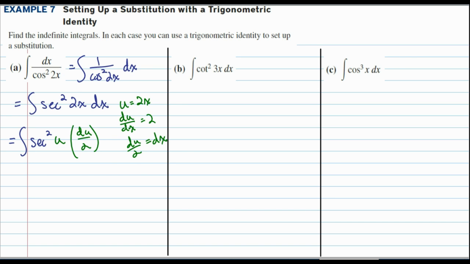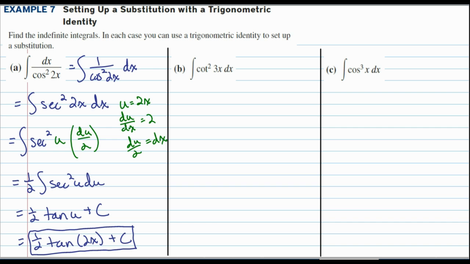So I can put my 1/2 outside the antiderivative symbol, the integral, and then take the antiderivative of secant squared, which is tangent of u, and then plus c, and now just plug what u is. So 2x back in, 1/2 tangent of 2x plus c. Now, of course, you could verify that too, and make sure that when you take the derivative of 1/2 tangent of 2x plus c, you get your integrand 1 over cosine squared of 2x, or secant squared of 2x.